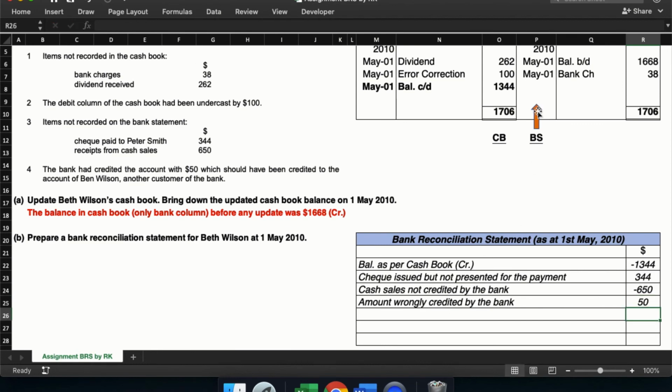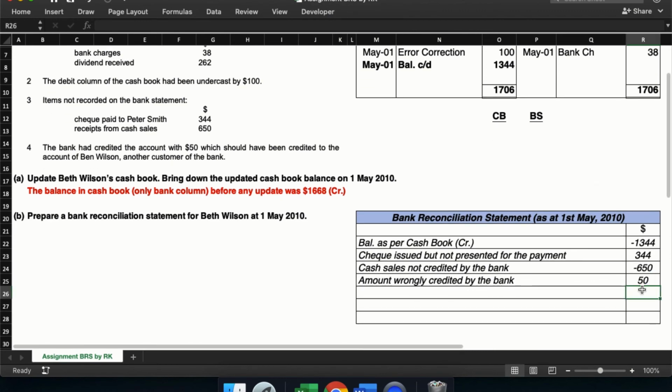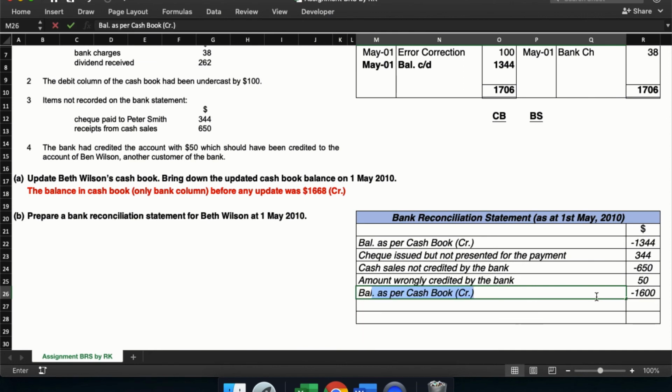So we have considered all the points. Now let's see what the final amount will be. I will make the sum of all these figures, and I got the figure 1600, and it is negative. So this is the balance as per bank statement, and it is negative. Negative means the bank statement is showing a debit balance, because in a bank statement debit means withdrawal, which is not in the favor of the business. So if we are getting a negative figure, it means it is a withdrawal balance, a debit balance in the bank statement.